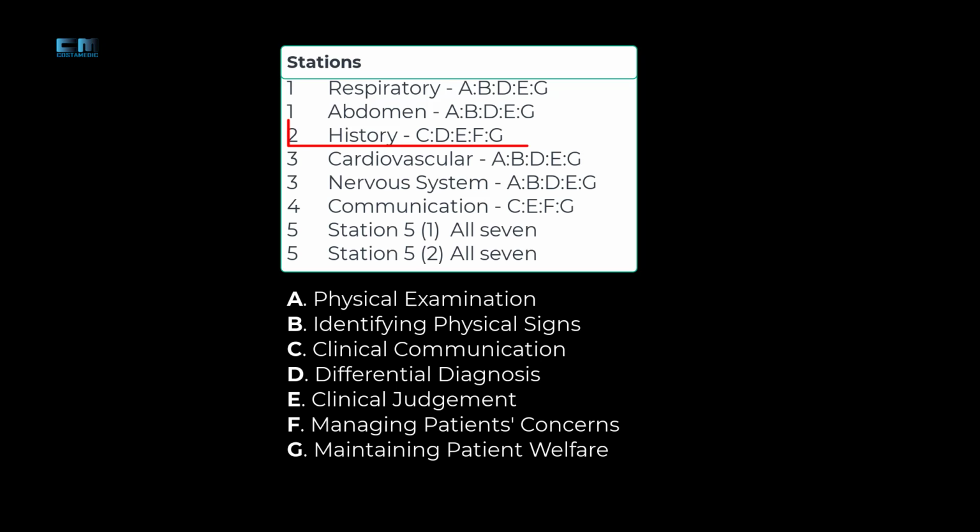Station 2 or history taking station will test you for clinical communication skill, differential diagnosis, clinical judgment, managing patient's concern, and maintaining patient welfare. Station 4 will test you for 4 skills. These are clinical communication skill, clinical judgment, managing patient's concerns, and maintaining patient welfare.